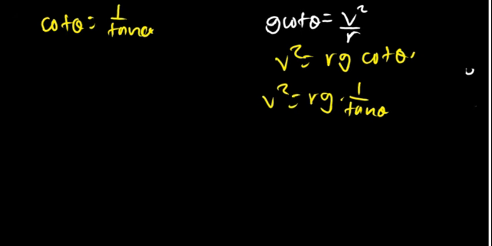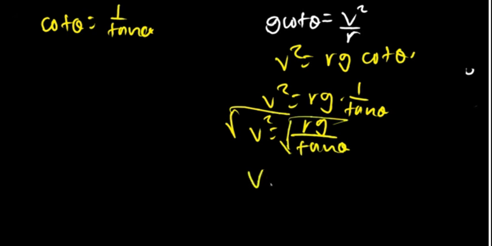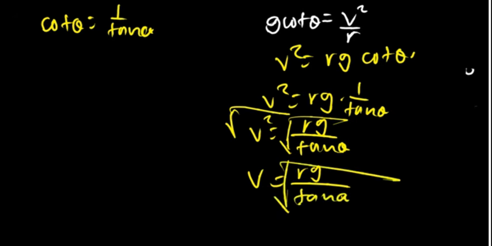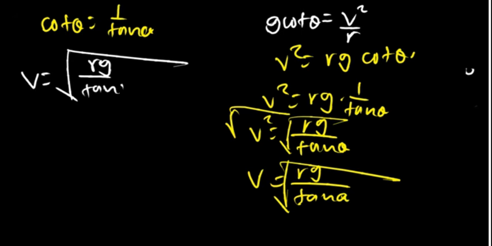So now v squared is equal to rg, because rg times 1 is going to be rg, divided by tan theta. Then we take the square root of both sides. We are going to get v is equal to the square root of rg over tan theta. This is the formula which is going to give us how fast an object is moving in the funnel.